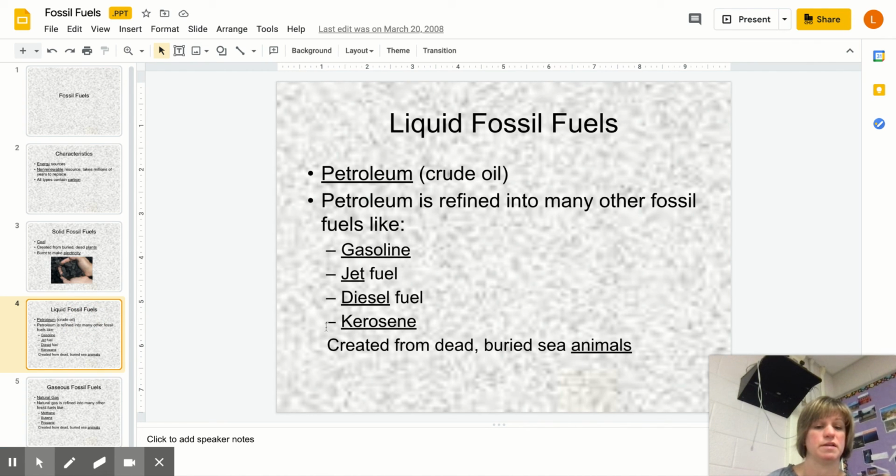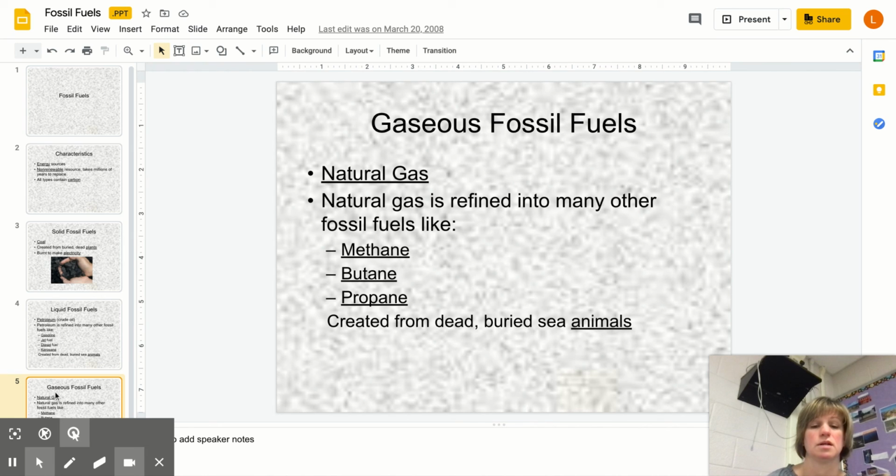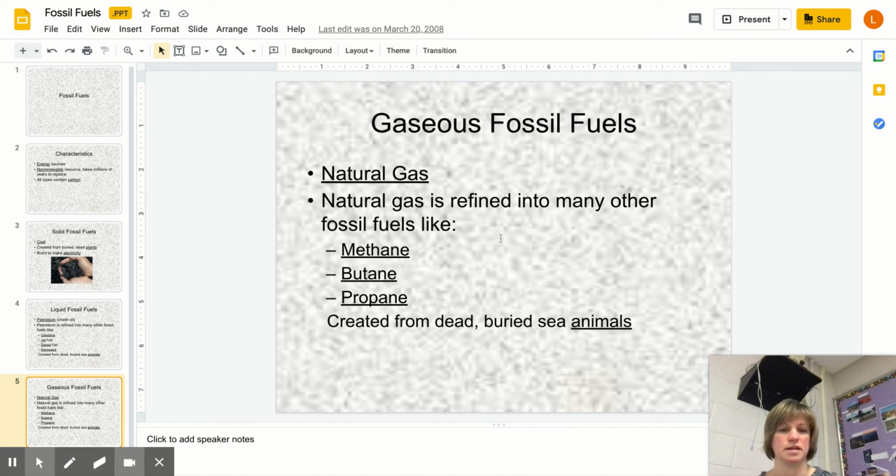So these are similar to oil in this way. Remember how oil was made from dead, buried sea animals? Same thing here. This is more animal-based than it would be plant-based. So here's our study of fossil fuels. We're going to learn next, how do they actually take fossil fuels and turn it into electricity at a power plant?